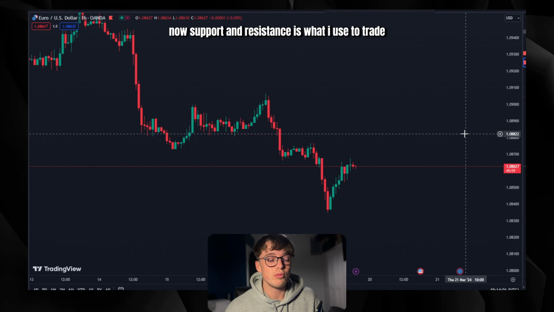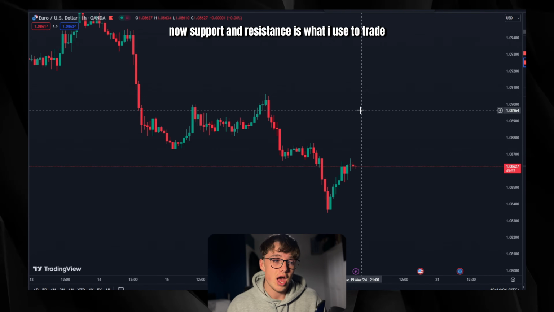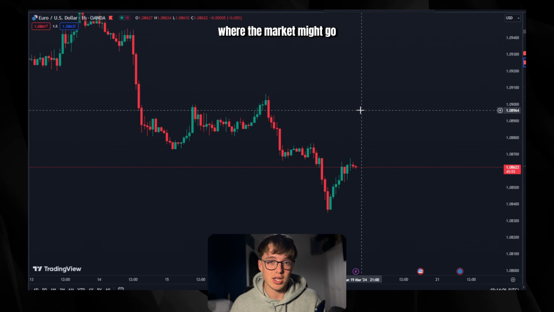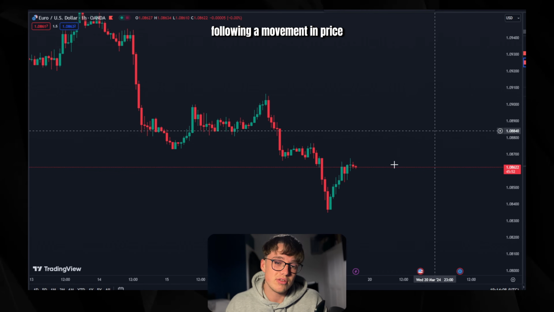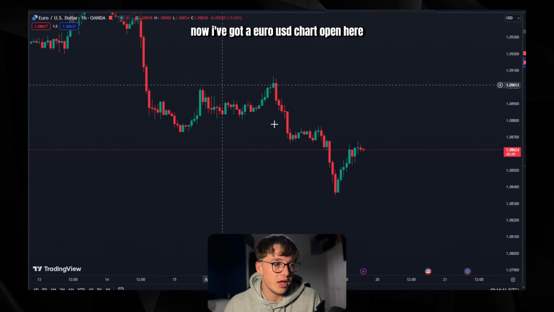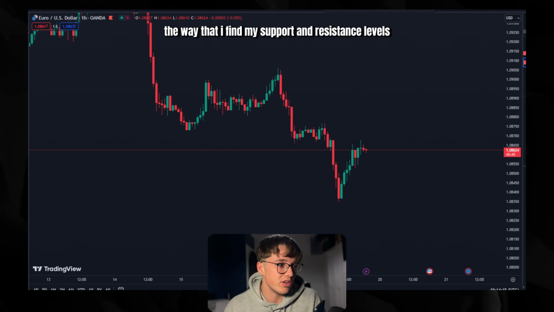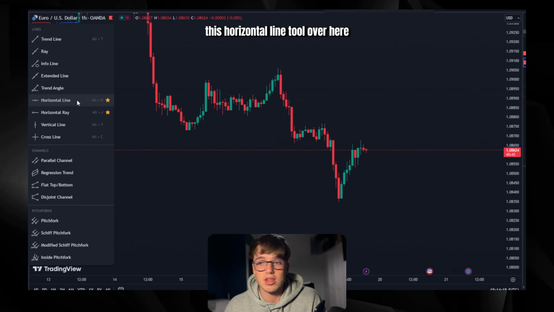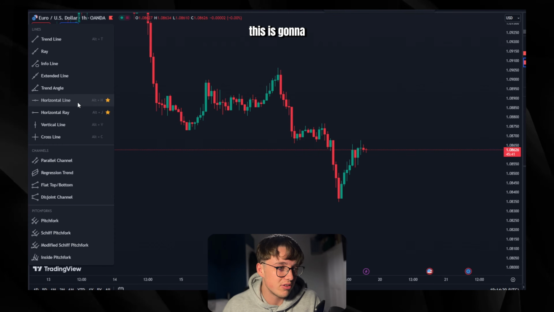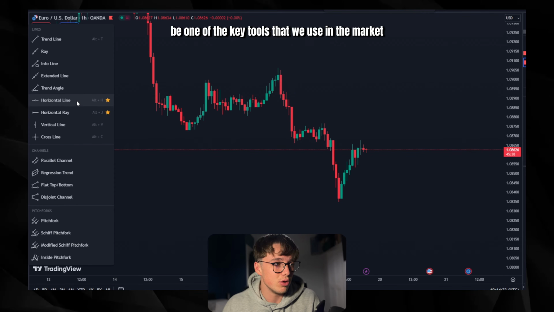Support and resistance is what I use to trade and what we use to understand where the market might go following a movement in price. Now, I've got a Euro USD chart open here, and what I'm going to do is show you the way that I find my support and resistance levels. So we're going to be using this horizontal line tool over here. This is going to be one of the key tools that we use in the market.